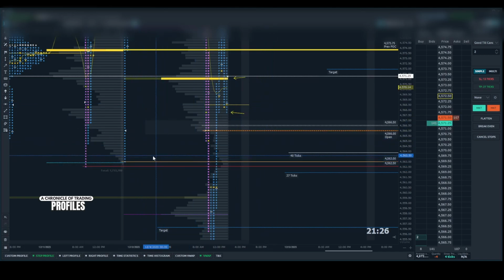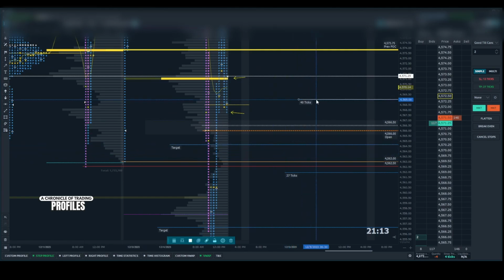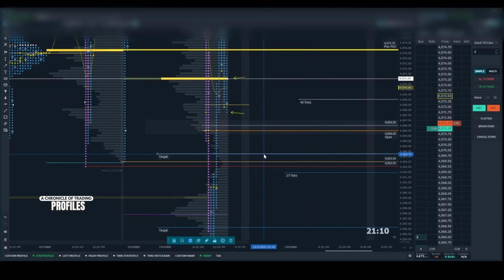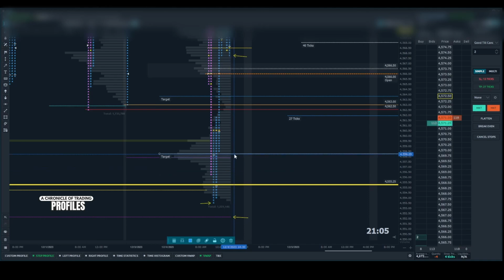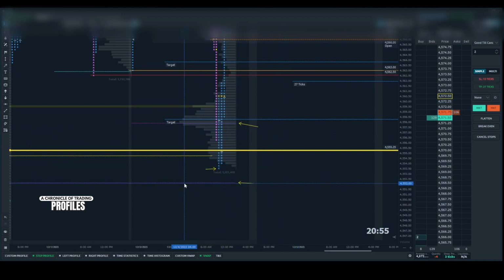Like I said, now I'm looking probably around here for my first target at 64, just to front run this overnight low. And then I'd be looking at this value area low as my second target. And then possibly this, like I said, this is the previous week's value area low down here.